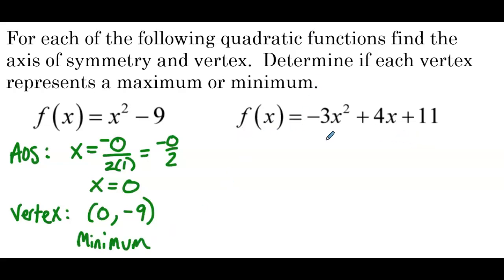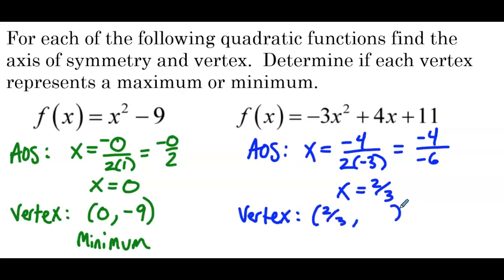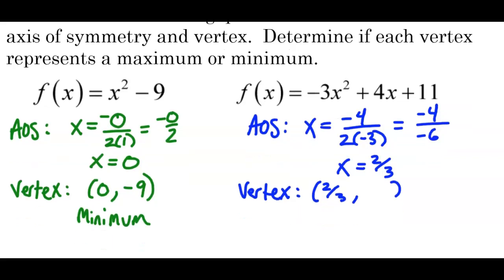In our other example, f(x) equals negative 3x squared plus 4x plus 11. We'll start with our axis of symmetry. So x equals negative 4 over 2 times negative 3, which is negative 4 over negative 6. So x equals 2/3. Next, we'll find the vertex, which is the point with an x value of 2/3.